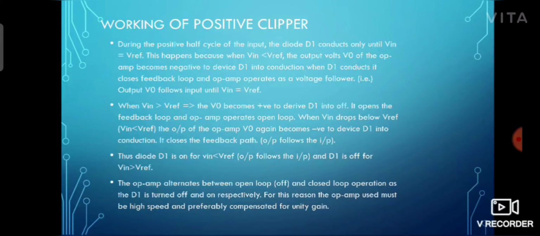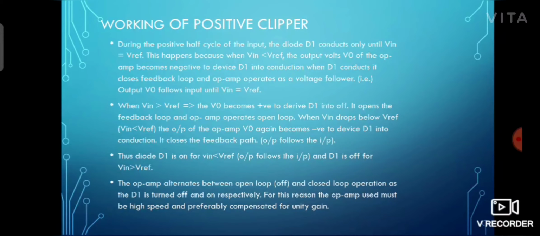Output V0 follows the input until V input equals V reference. When V input is greater than V reference, V0 becomes positive, which drives D1 into the off condition and opens the feedback loop, and the op-amp operates in open loop. When V input drops below V reference, the op-amp's V0 again becomes negative and the diode D1 again conducts, closing the feedback path. Thus D1 is on for V input less than V reference, and D1 is off for V input greater than V reference.